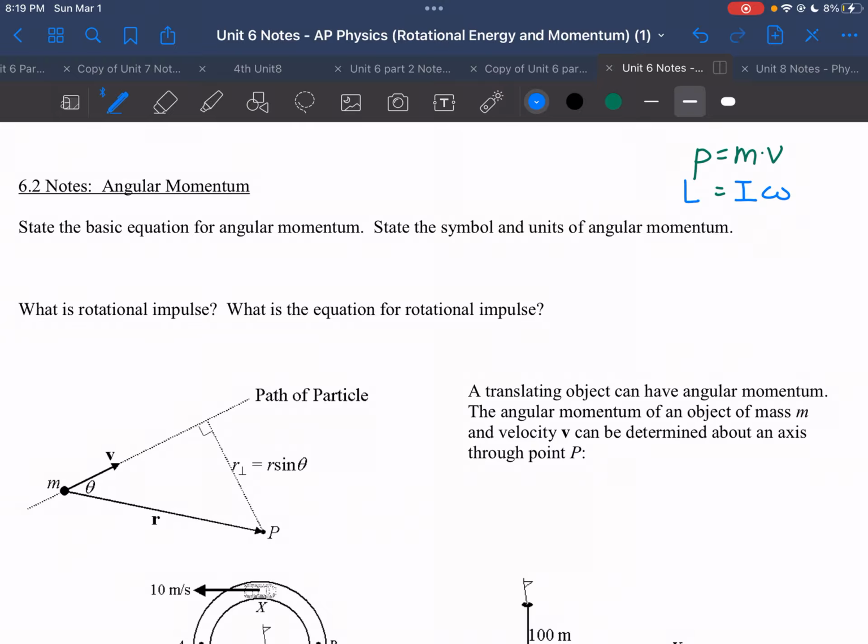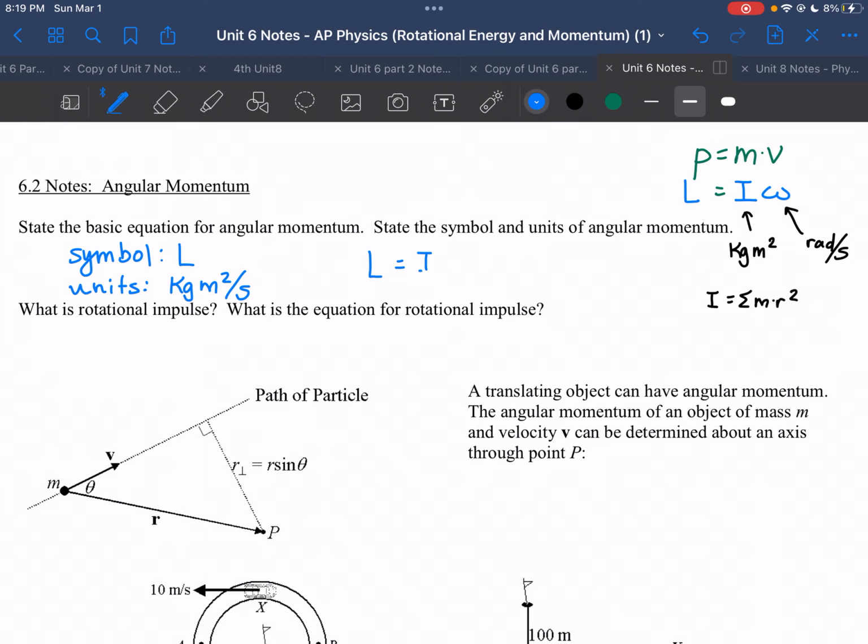Now, if you look at the units, we know for the moment of inertia, it is kilogram meter squared, because remember that I is equal to the sum of mass times the radius squared. So that's where the kilogram meter squared comes from. And we know that omega is in radians per second. So the units for L are going to be kilogram meter squared per second. Nothing fancy there. And again, the equation that we need to know is that angular momentum is equal to the rotational inertia times the angular velocity.